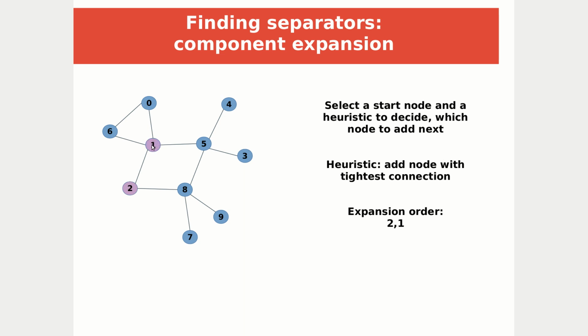We'll add node 1 as it has one edge to the pink set, right? Then we'll add node 8. Now the tightest connection has node 5. We'll add node 5, node 6, followed by 0, 9, 3, 7, and 4. We create our expansion order. And for almost all heuristics used in practice, the expansion order can be created in time E log V, as the information necessary to create the expansion order can be updated using priority queues.